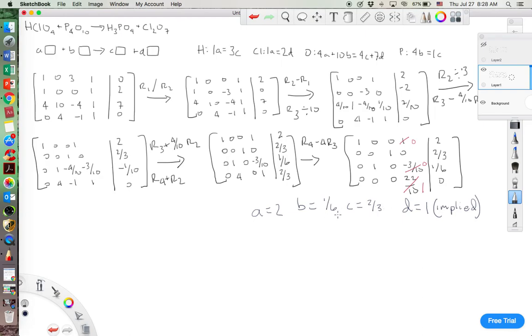And so we can't have 1/6 of a compound, so we're going to multiply all of these by our largest denominator, which is 6, and we end up with the final balance equation of 12HClO4 plus P, because 6 times 1 is 6, P4O10, and that is equal to 2/3 times 6 is 12/3, or 4, 4H3PO4, and we're going to add to that 6 times 1 is 6, 6Cl2O7.